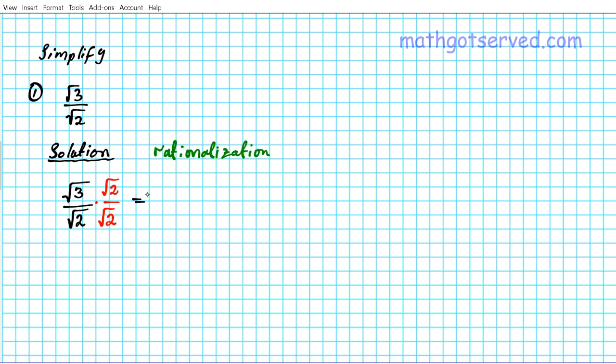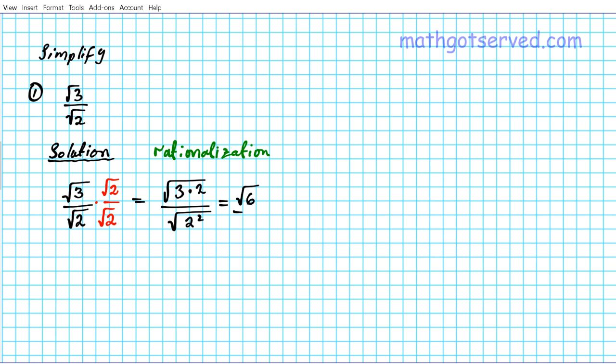Well, let's see. Root 3 times root 2 is going to be the square root. Now, when you're multiplying, you multiply the radicands, 3 times 2. And then in the denominator, you're going to multiply 2 times 2, which is the same thing as 2 squared. Okay, let's go ahead and simplify. In the numerator, 3 times 2 is 6, so we have the square root of 6.